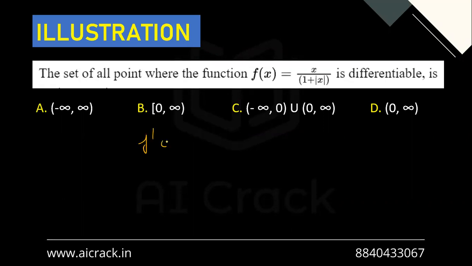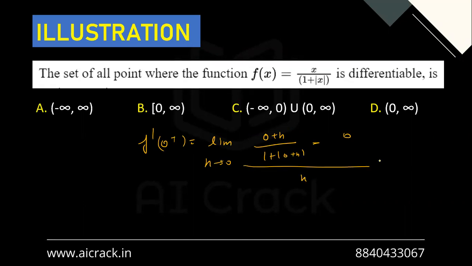So f dash 0 plus, that would be limit h approaches 0, f of 0 plus h, that would be 0 plus h upon 1 plus mod of 0 plus h, minus f of 0, that would be 0, divided by h. So that comes out to be h upon, since h is positive, we can open it directly, 1 plus h times h. That would be nothing but 1 upon 1 plus h. That comes out to be 1, right?